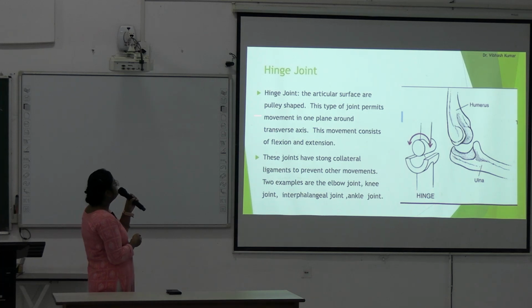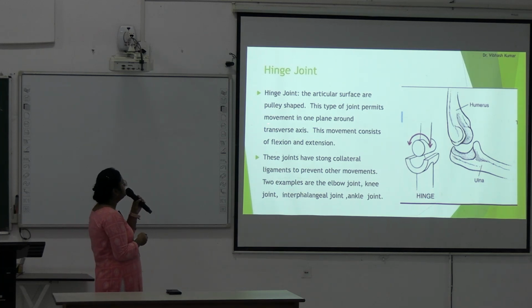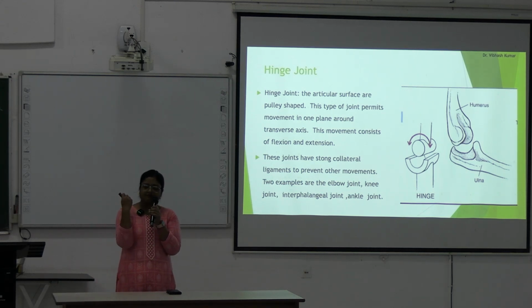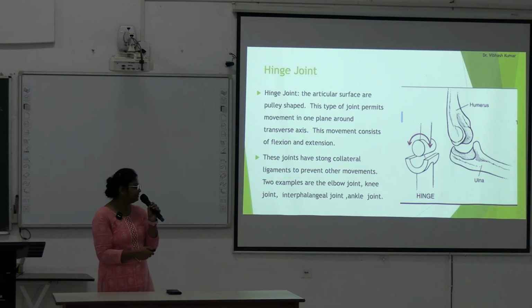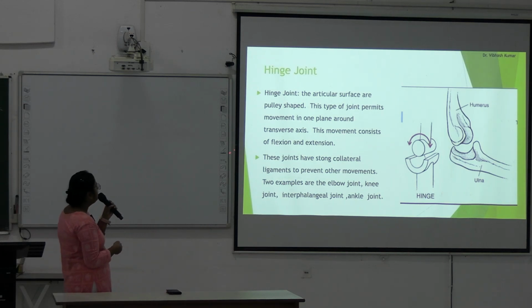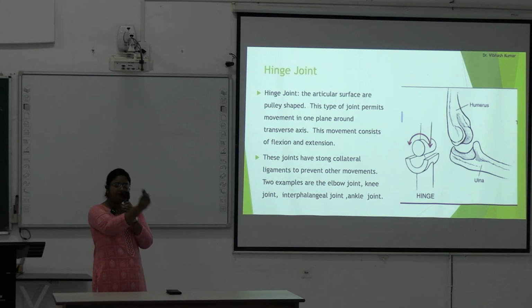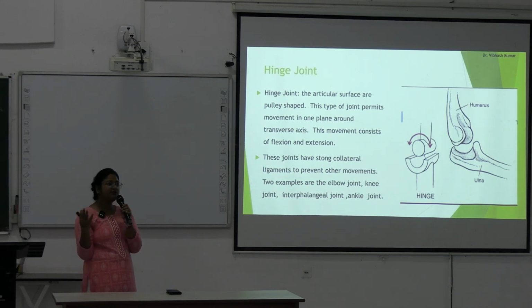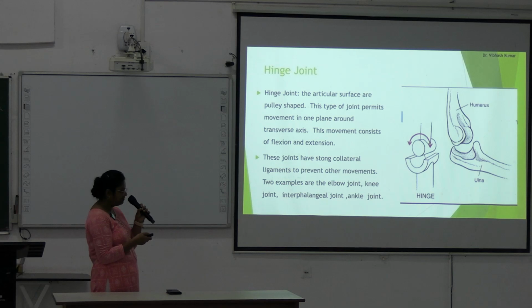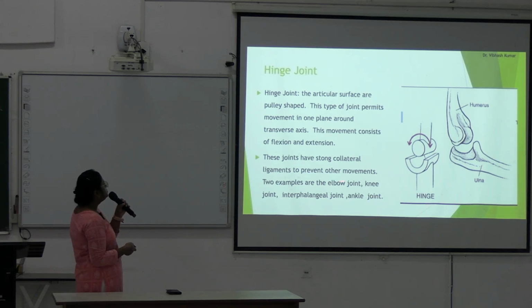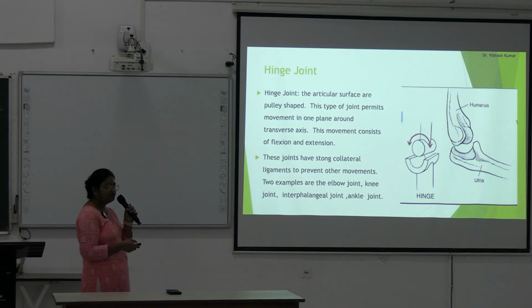The articular surfaces are fully separate, and this type of joint permits movement in one plane. So this is the elbow joint. Only we can flex and extend at this elbow joint. These joints have strong collateral ligaments to prevent other movements. On the two sides there are medial and lateral collateral ligaments. We will discuss during joint classes. Examples are the elbow joint, knee joint, interphalangeal joint and ankle joint. These are the examples of hinge joint.